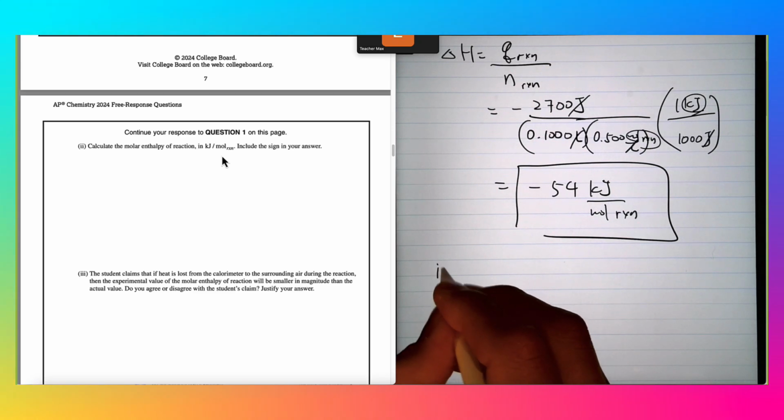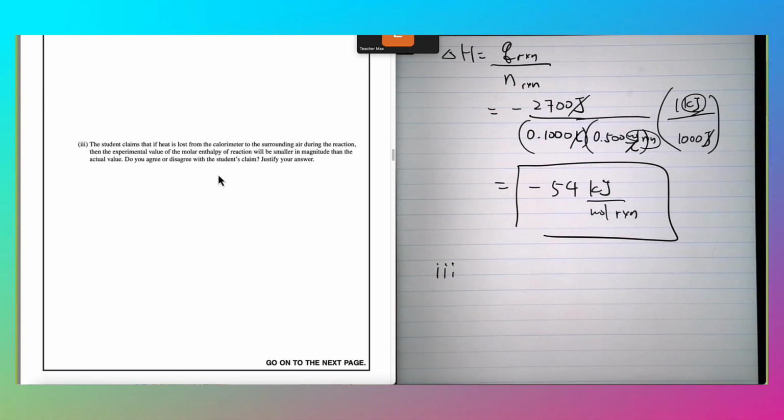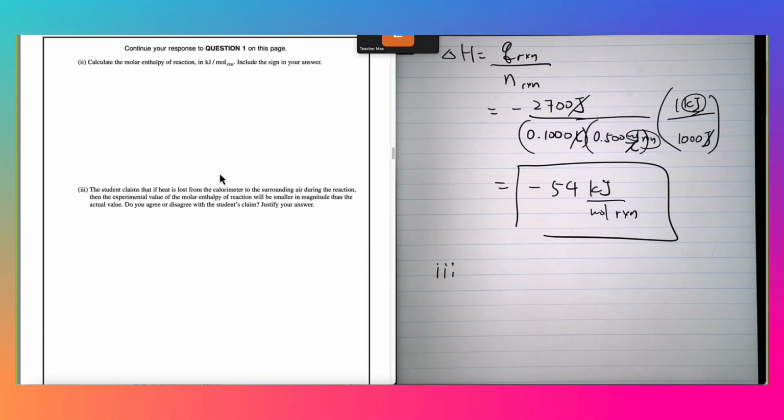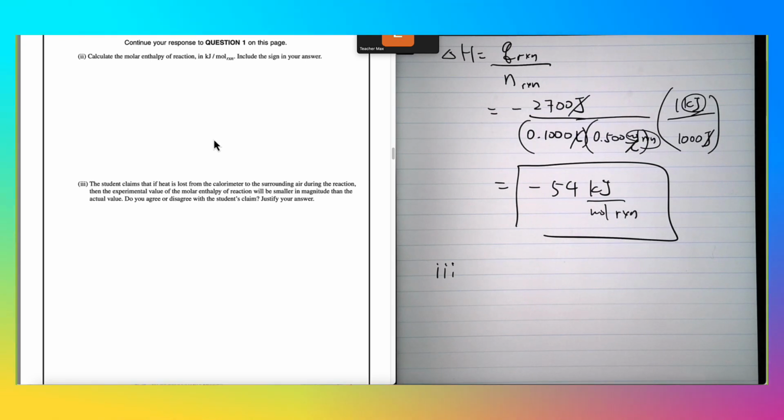And part 3. Alright, so this is the last one. The student claims that if heat is lost from the calorimeter to the surrounding air during the reaction, then the experimental value for the molar enthalpy of reaction will be smaller in magnitude than the actual value. Do you agree or disagree with him or her? Justify your answer.